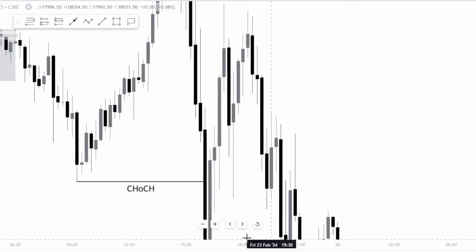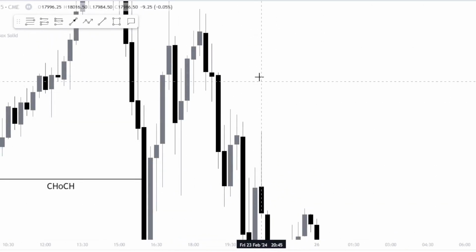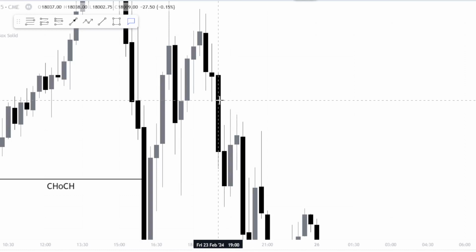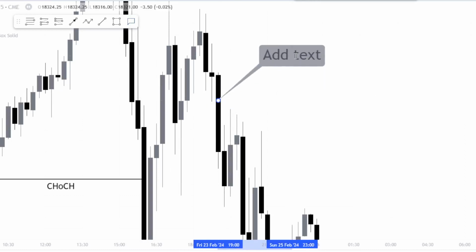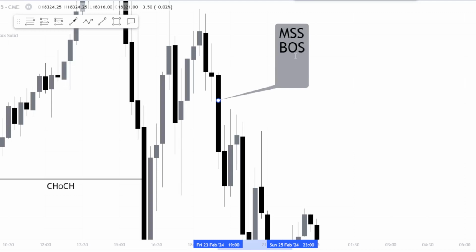So if I zoom into price, price action presented itself with a fair value gap over here. So it's important to understand that we have our shift of market structure. So we have a market structure shift, MSS. We've had a break of structure to confirm that MSS. Now we have a fair value gap.